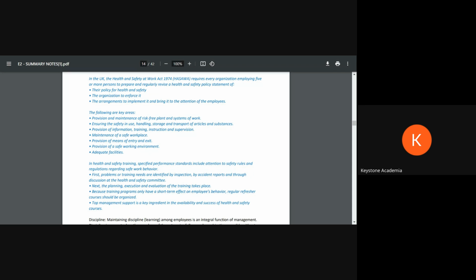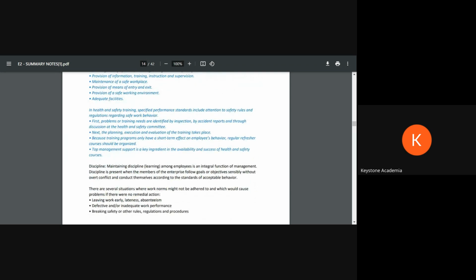So this is nothing for you guys to worry about. This is just given here as an example for you to see how health and safety regulations are being given in certain countries, how it is met, what the process is, what the procedures are, and what needs to be included in that report. This is just an example for you to go through. Okay.